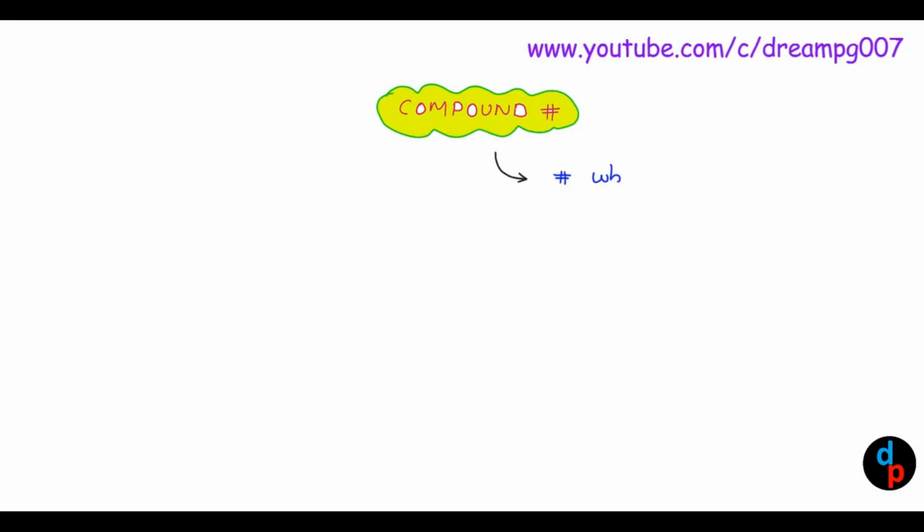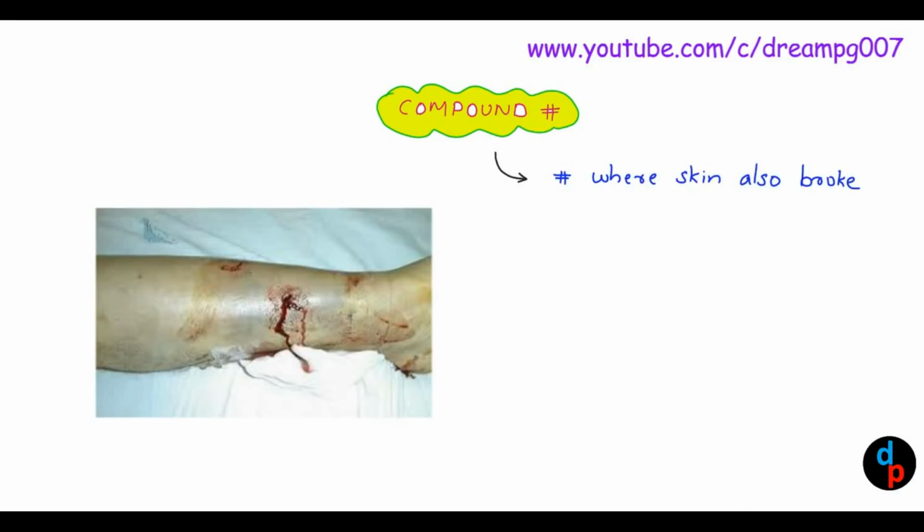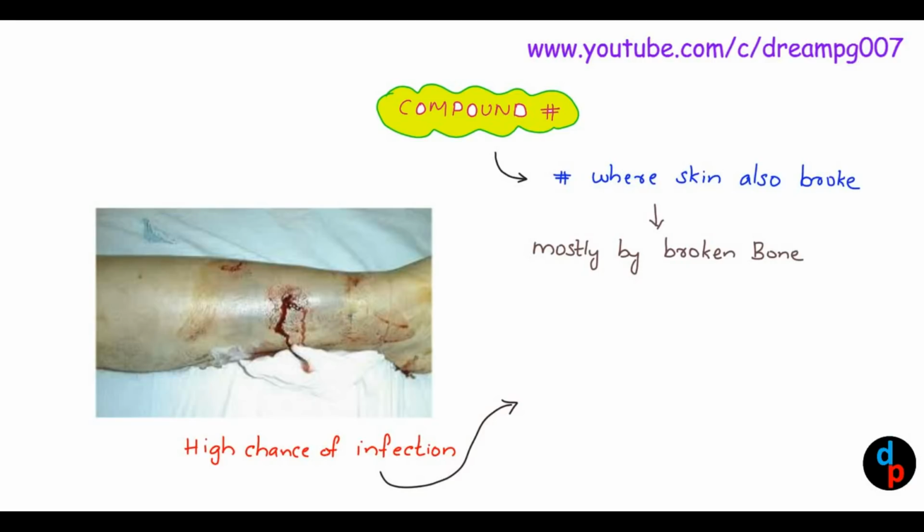Compound fracture is a fracture where the skin is also involved. Mostly the skin is broken by the broken piece of bone which pierces through the skin. As the skin is pierced, there is a high chance of infection. So while treating this compound fracture, we have to clean the dirt first, then stabilize the bleeding, and then we have to stabilize the bone.